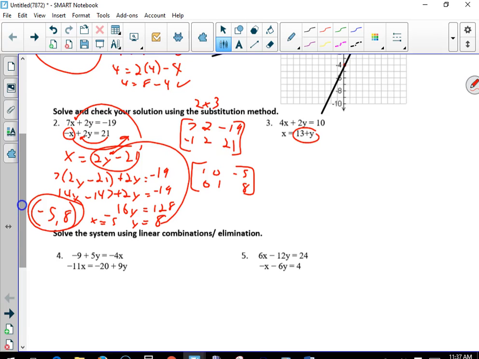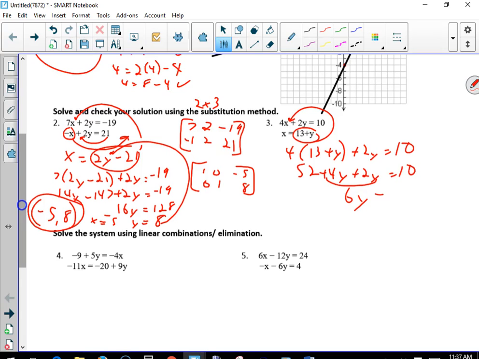This is going to set up very easily for substitution. So 4 times 13 in parentheses plus y, don't forget that, plus 2y equals 10. Distribute by 4, I get 52 plus 4y plus another 2y equals 10. So 6y right here. And if I subtract 52, I get equals -42. Divide by 6, y is -7.